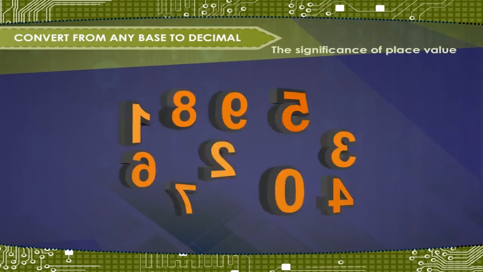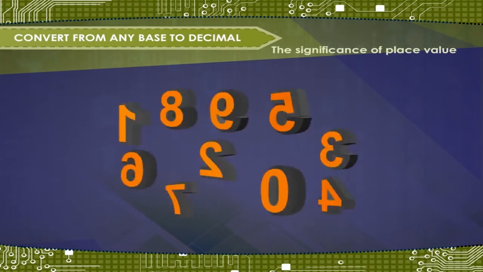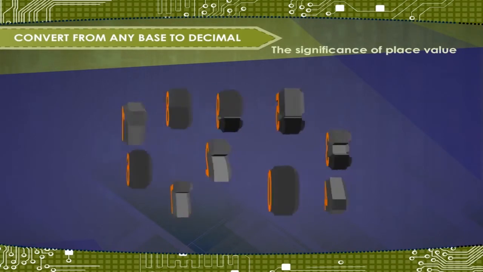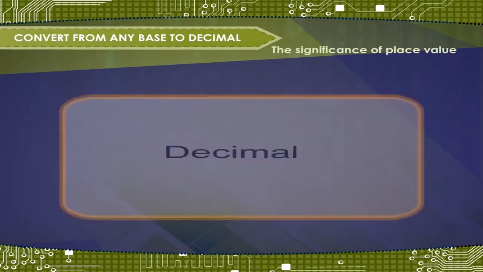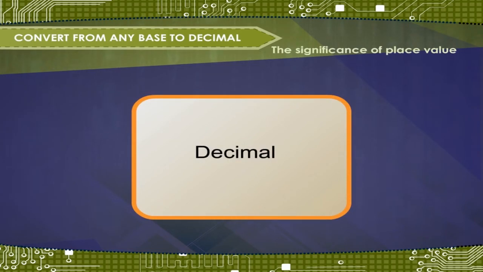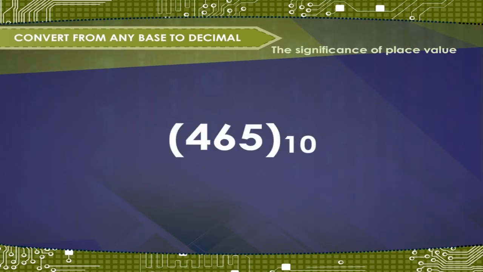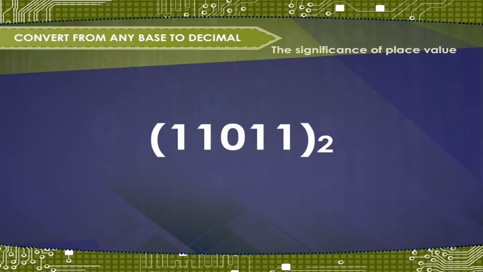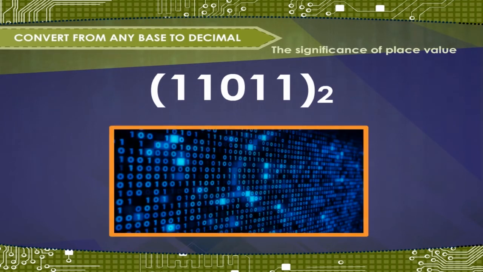We distinguish between various number systems by putting a small subscript after the number to indicate the base. For example, a typical decimal number would be written like 465 base 10, and a typical binary number would be written like 11011 base 2. This works well with binary and octal systems, and you have practiced in the previous class.